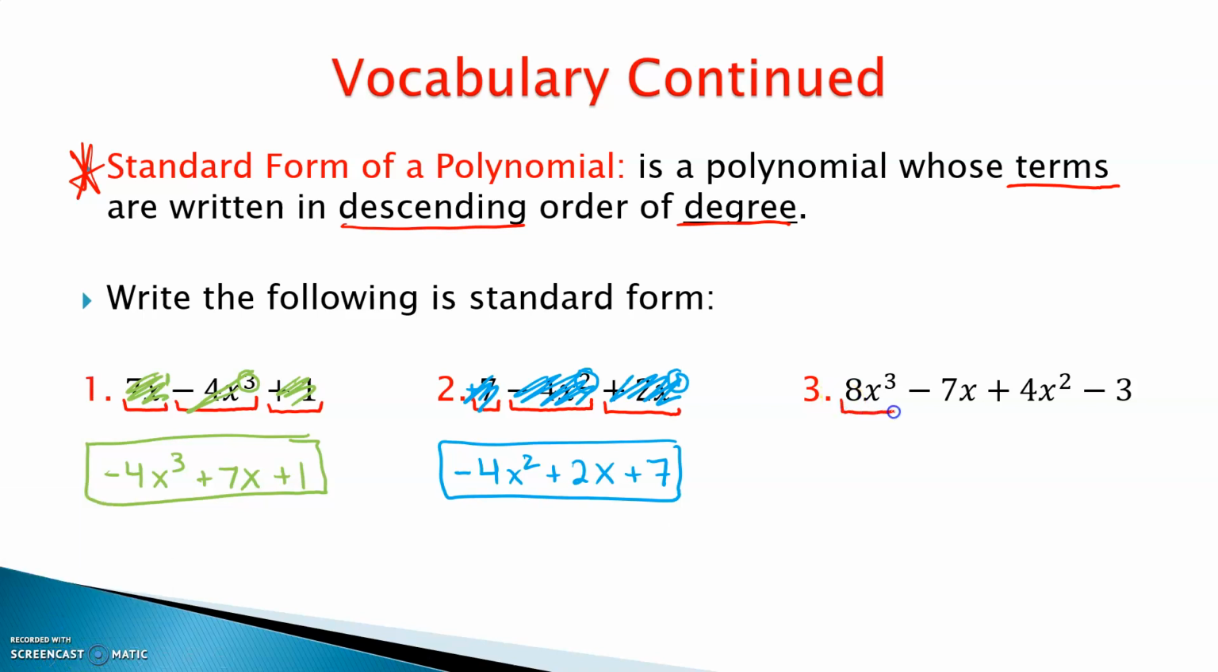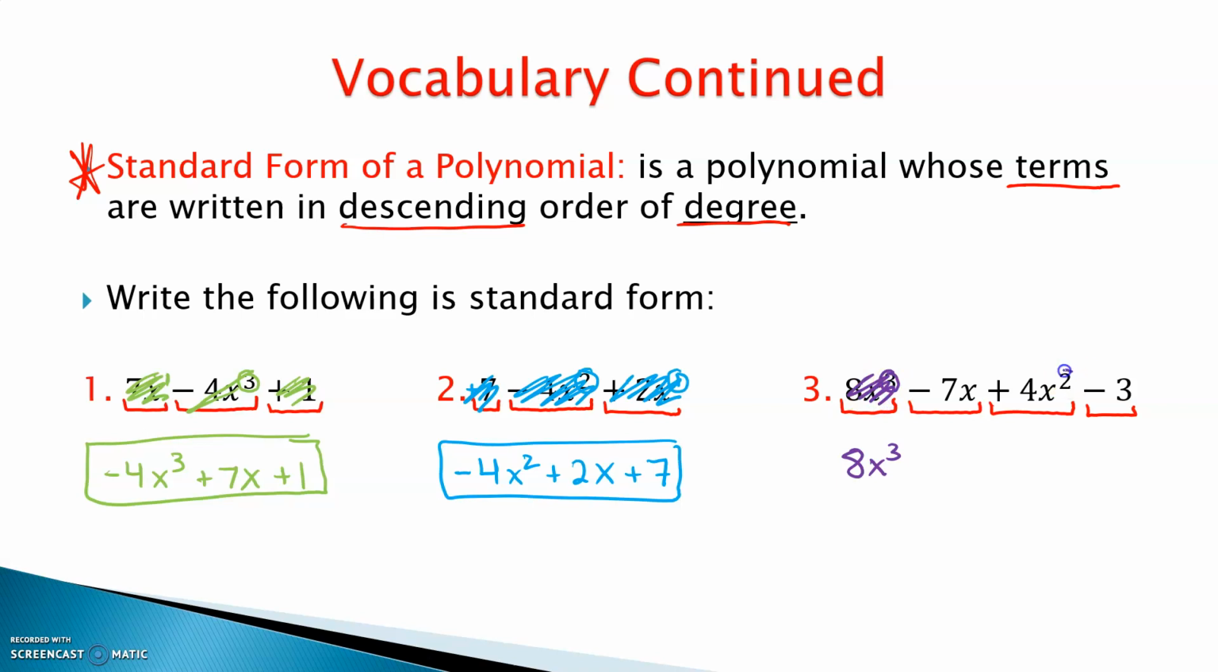We have 8x to the third, that's my first term, minus 7x is my second term, plus 4x to the second power is my third term, and minus 3 is the last term. So let's go ahead and again put it in that standard form. Biggest exponent I see is a power of 3. So we're going to bring that one down first. 8x to the third. Get that out of the way.